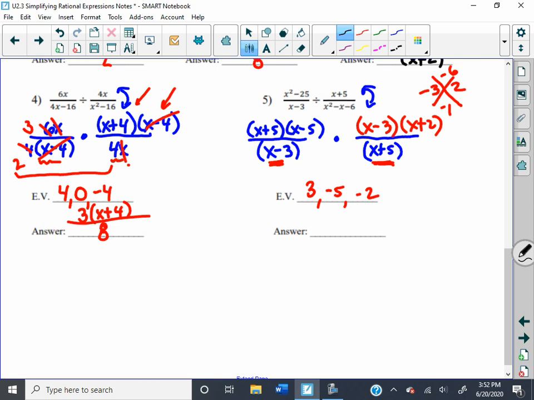I just want to cancel like terms out. So x plus 5 can cancel with x plus 5. X minus 3 can cancel with x minus 3. And that's it. So what's left is x minus 5 times x plus 2 all over everything canceled on the bottom, so it's really over 1, so you don't have to write it. Don't multiply this stuff back out, don't distribute or anything, just leave it in factored form. All right, and that should be it.